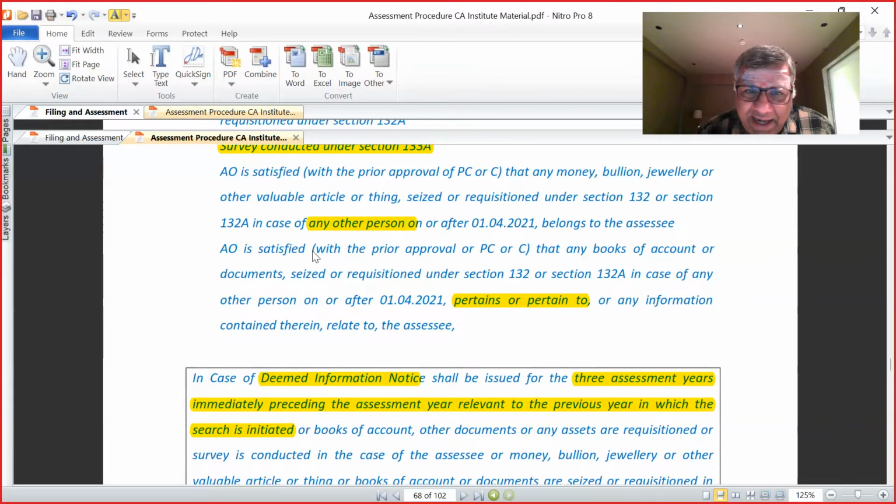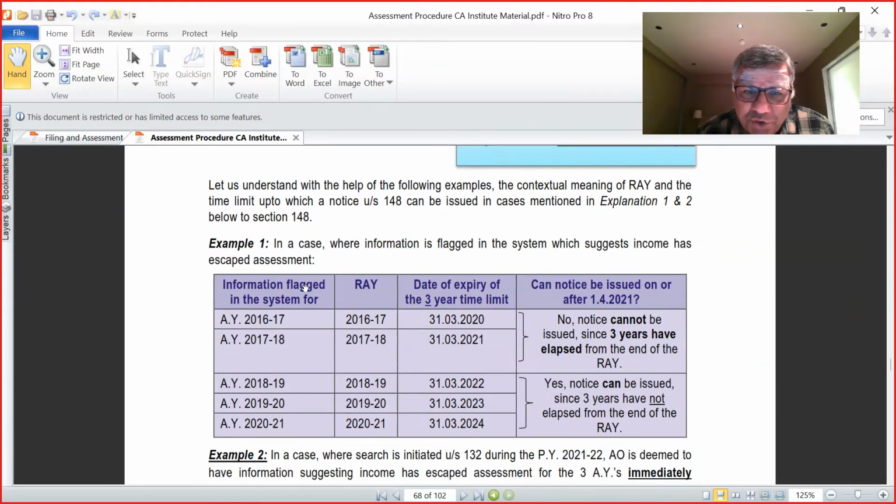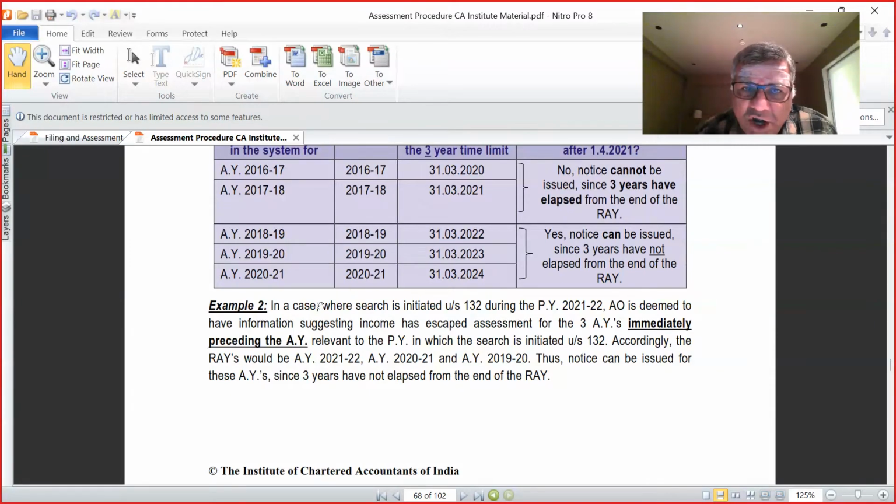So, the second part of the answer which the institute gives: in case where a search is initiated, the AO is deemed to have information suggesting income. This is deemed information for 3 years relevant to the relevant previous year in the search. Accordingly, relevant previous years can be 21-22, 20-21, 19-20. Thus, notice can be issued since 3 years have not lapsed from the relevant previous year when the search is initiated.